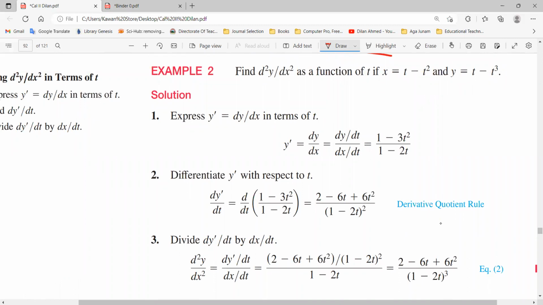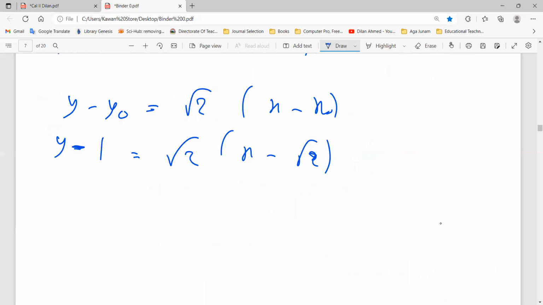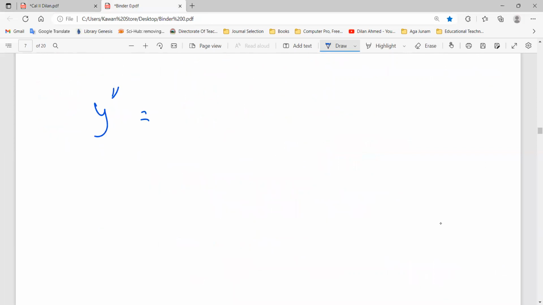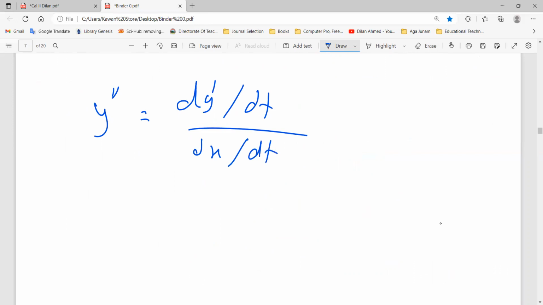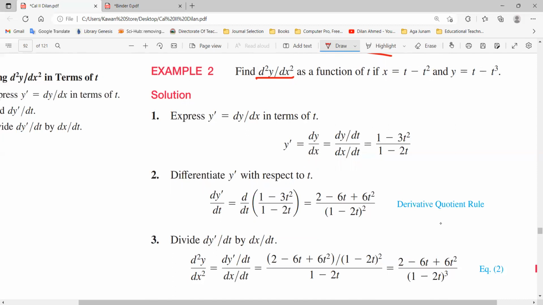Now I have another example, finding the second derivative. So how do we find the second derivative? We know, we saw that in the previous one. We say the second derivative is what? It is equal to d y prime over dt, over dx over dt. This is the rule. I told you it's not easy to get it from the example.